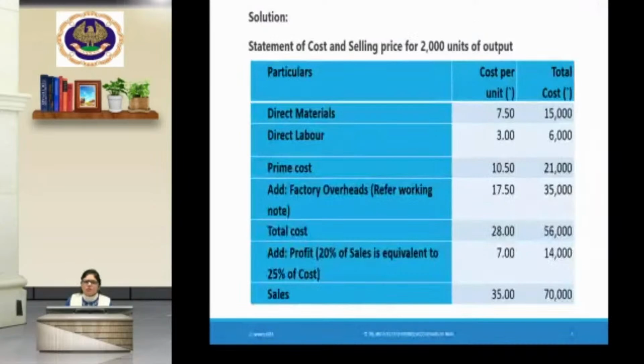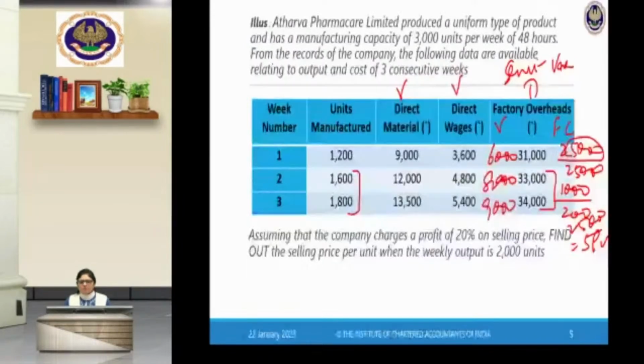Let me now show you the statement. Now you'll be able to understand this. Statement of cost and selling price. You have to calculate now for 2,000 units. So we have calculated the per unit cost. So we have the per unit of direct material. What was the per unit of direct material? 7.5. So 7.5 was the per unit of direct material, 3 was the per unit for direct wages, and 5 was the variable factory overheads per unit.